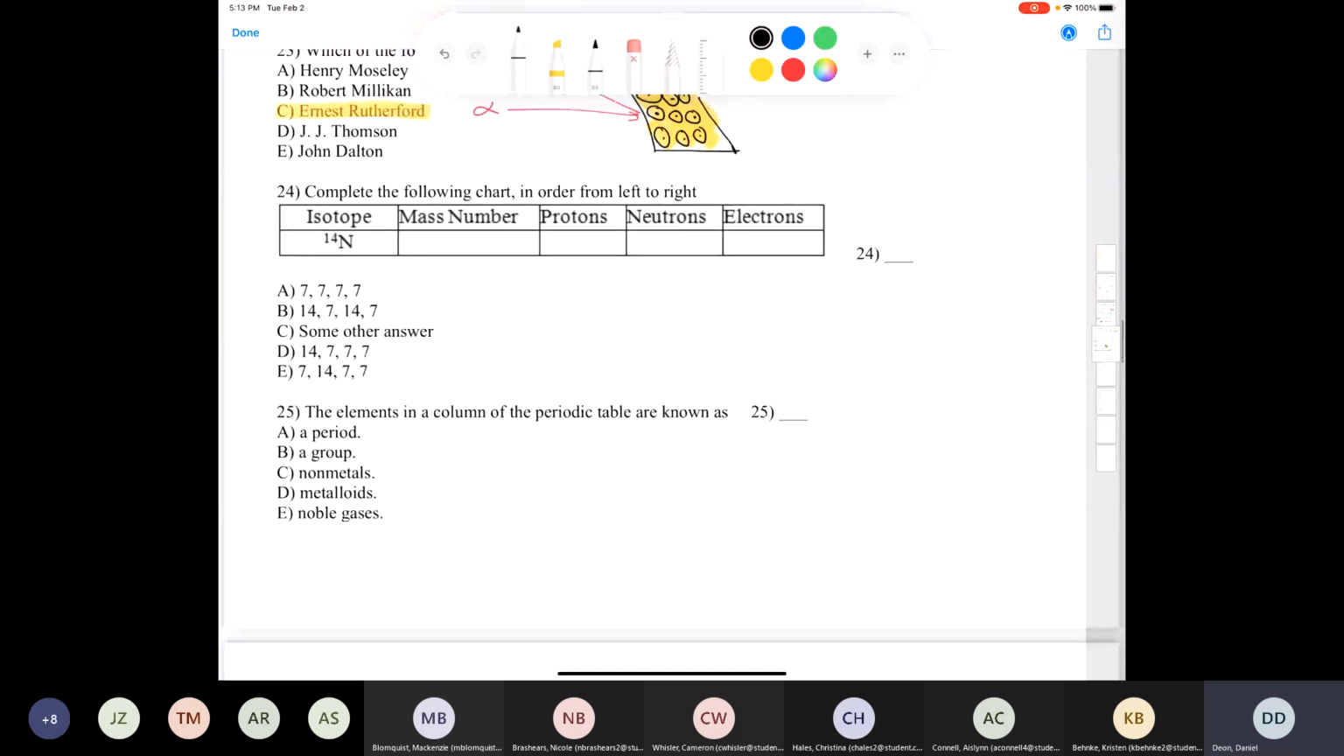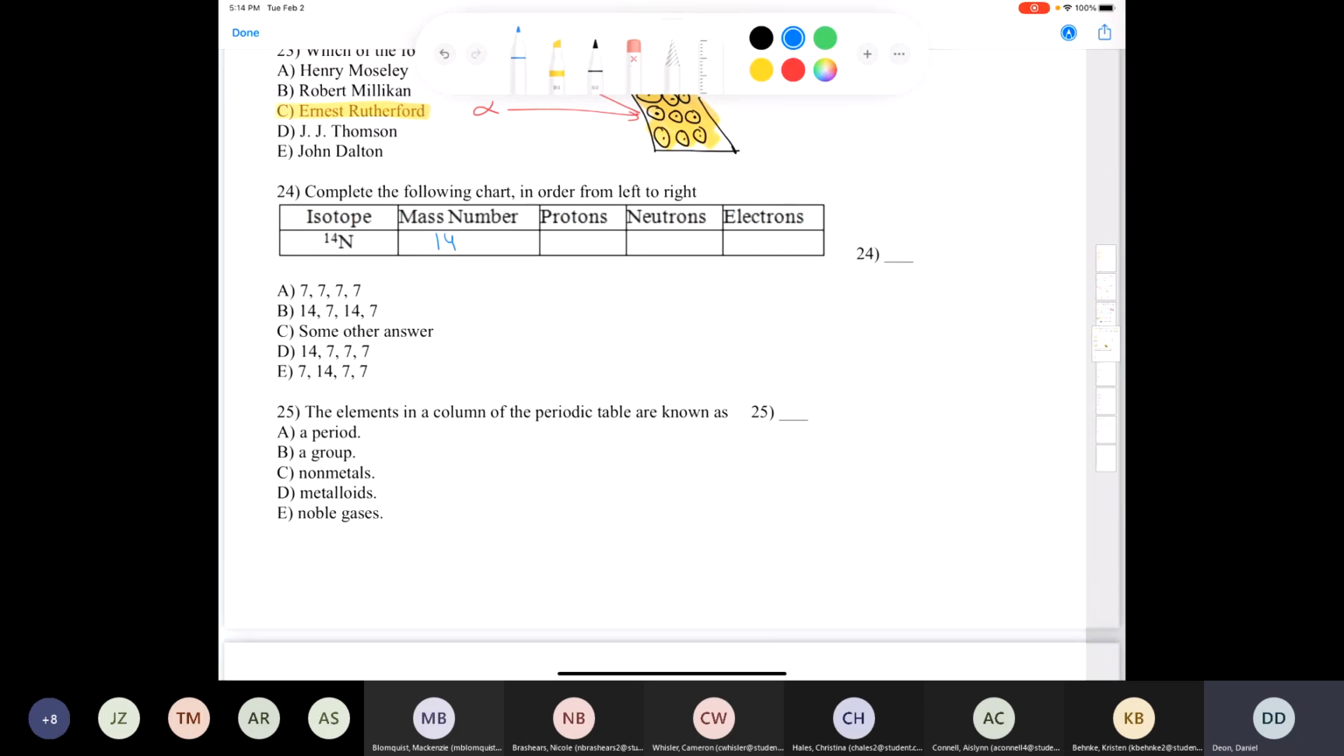All right, question number 24. It says complete the following chart in order from left to right. So we have nitrogen, and it's got a mass number of 14, right? Because I told you that the number, this superscript here, is the mass number, and so we can fill that one in right away. We can say mass number is 14.